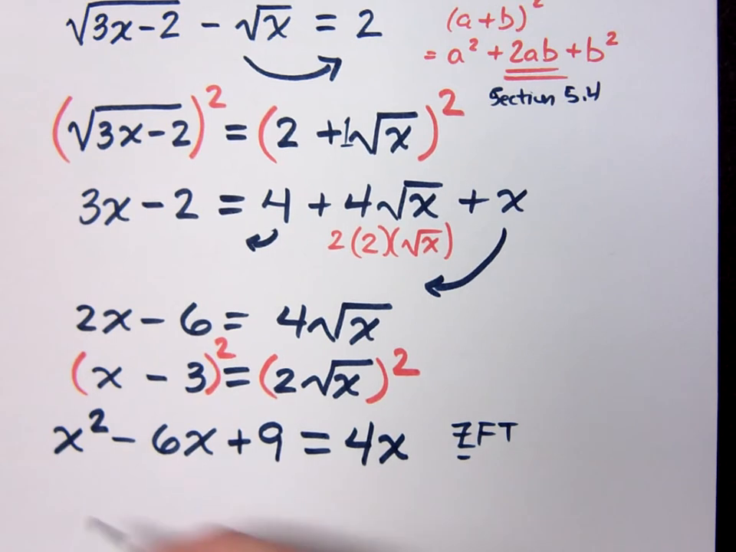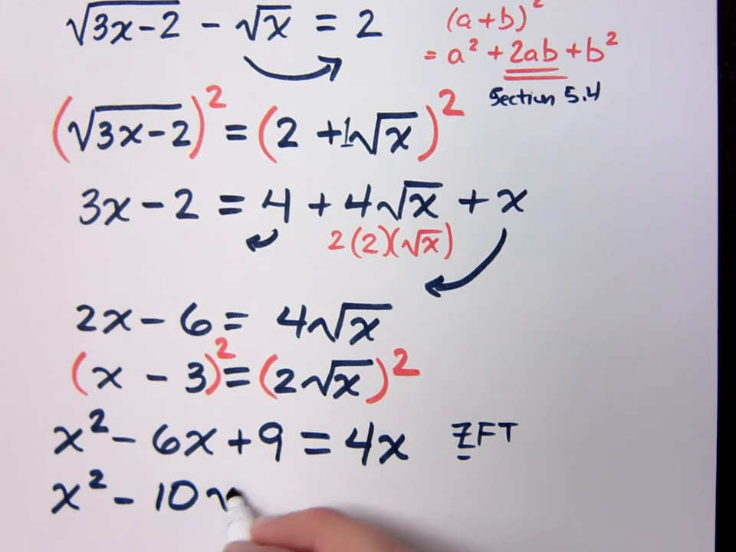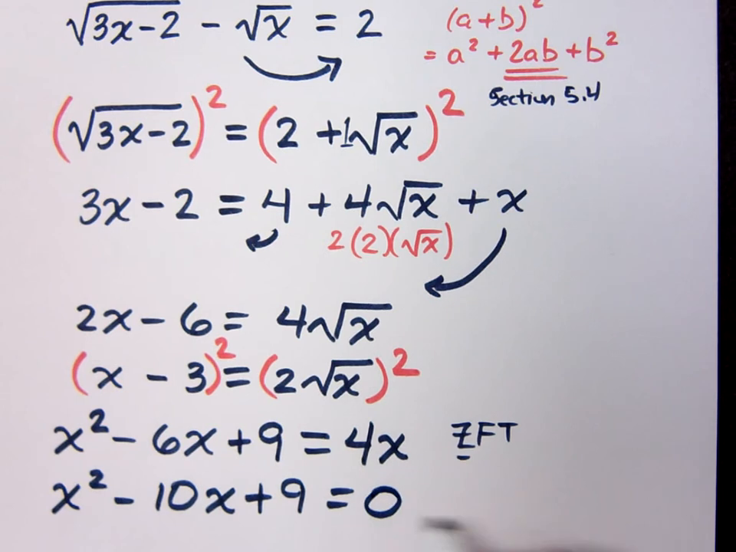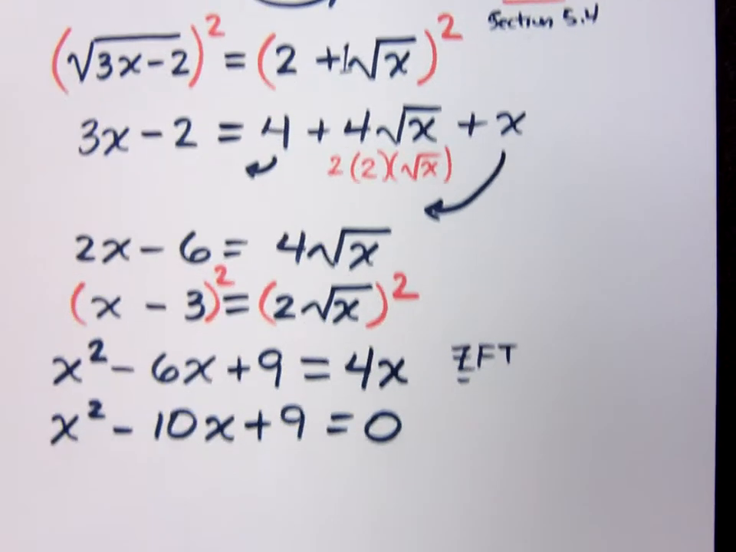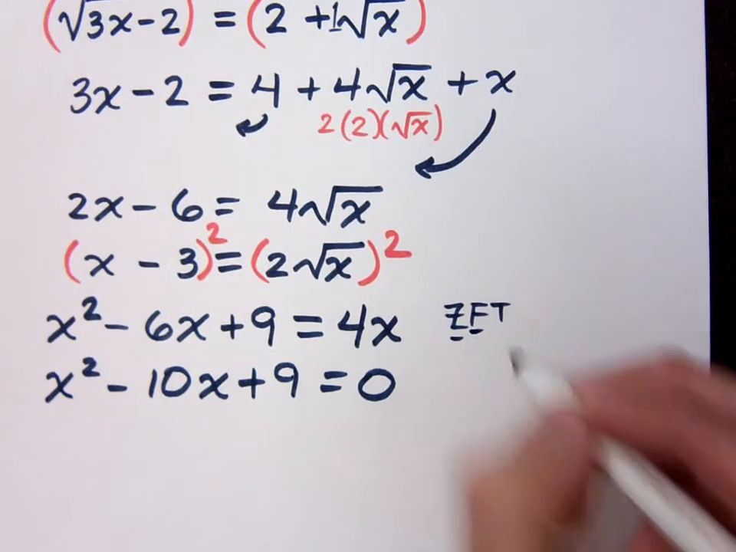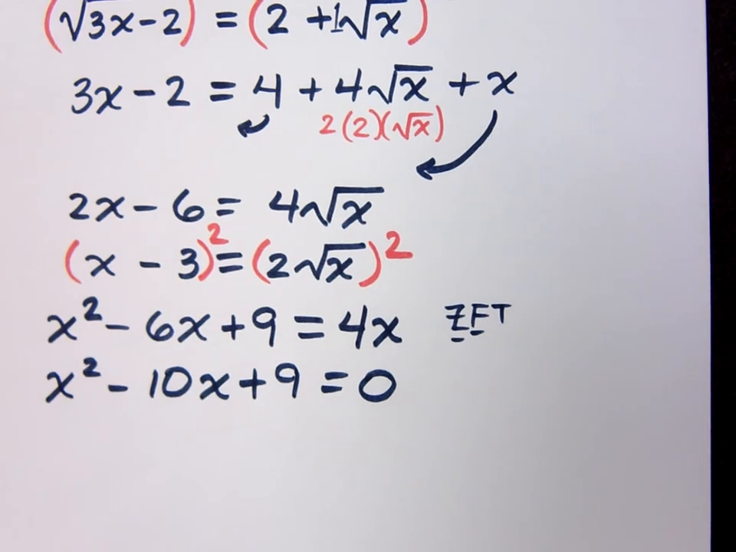Negative 4x. So that's x squared, when I subtract the 4x over, minus 10x plus 9 equals 0. The second part is to do what? Factor. So how do I factor x squared minus 10x plus 9?